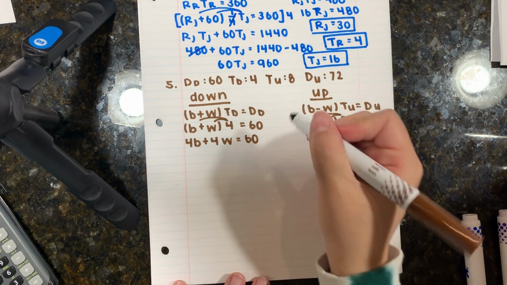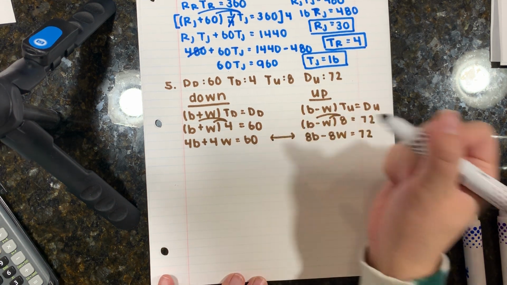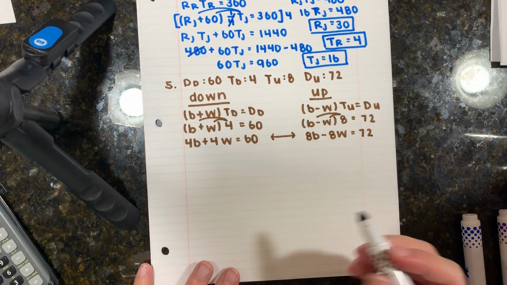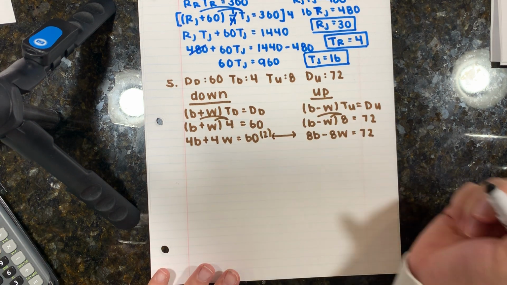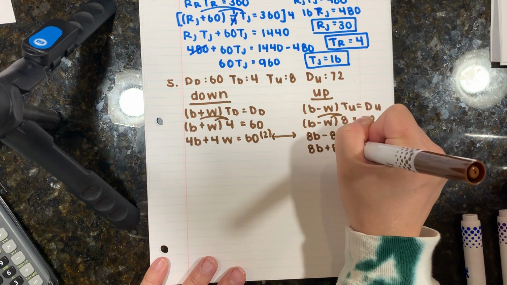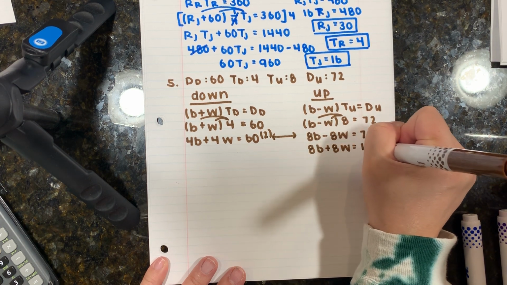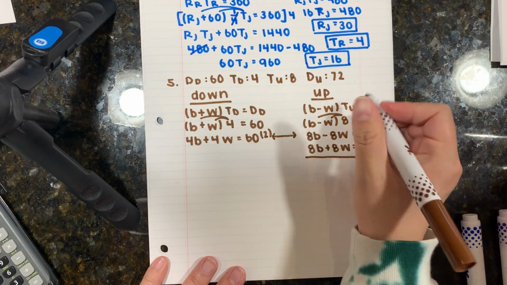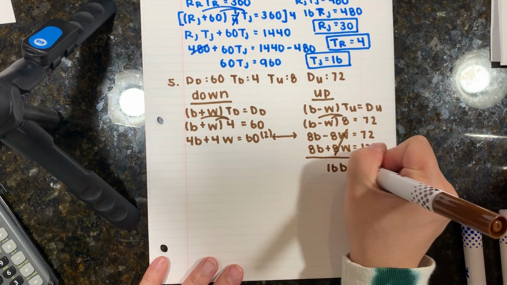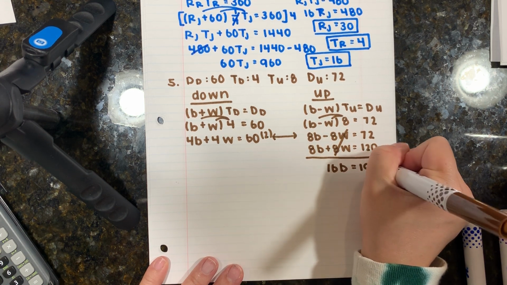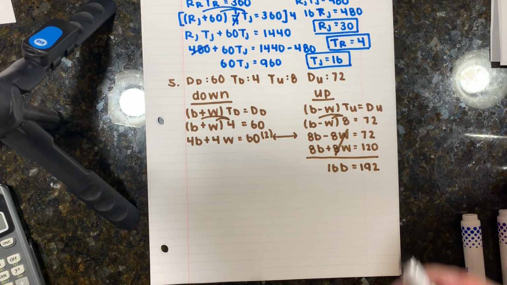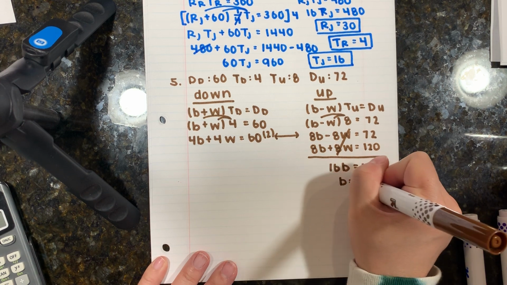Now you have 2 equations that contain B and W. But notice that my W is positive in this one and negative in this one. So I'm actually going to do elimination by multiplying this equation by 2. And that would give me positive 8B plus 8W is equal to 120. Now when I add that together, the W's cancel, and you're left with 16B is equal to 192. And when you divide 192 by 16, we get that the boat speed is equal to 12.